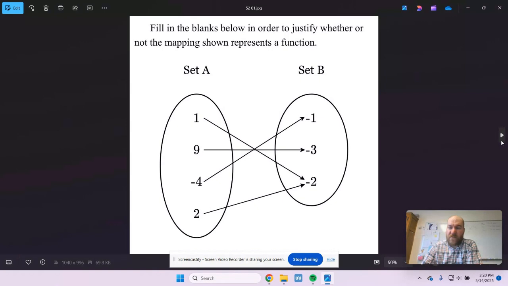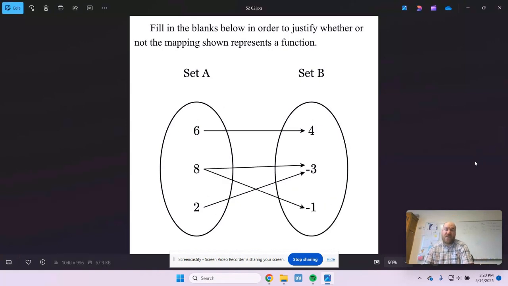If I show you another example, this one's not a function. Because if you look at the 8, you can see that the 8 has two arrows coming out. And when you have an input making more than one output, then it is not a function. That's the definition of a function.